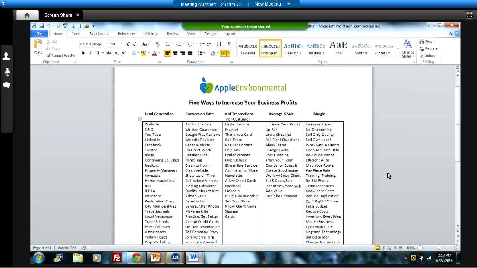How do I increase my number of transactions per customer? Well, give really good service. Hand out pens, magnets, ask them to come back. Regular contact, build relationships with them. That's how you get people. It's all about the relationships.